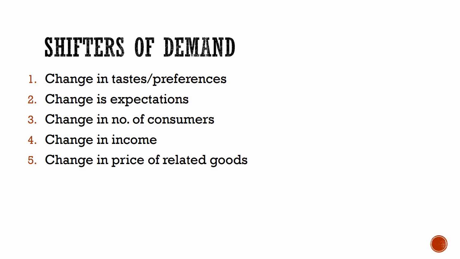The fifth one is change in price of related goods. So again, this one is comparatively tricky. Whenever there is a question regarding related goods, you need to understand there are complementary goods and substitute goods. Substitute goods are any pair of goods which are often used in place of each other, or you can say alternative goods. For example, cow's milk and almond milk, or butter and margarine. Coke is used in place of Pepsi. This is an example of substitute goods.